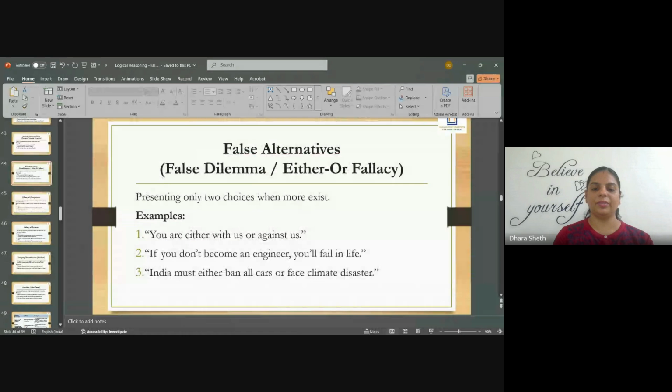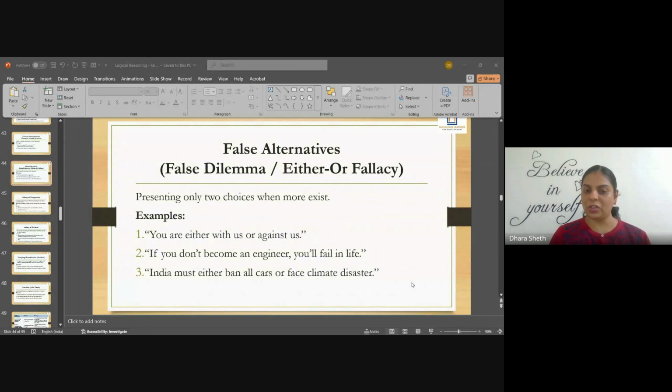False alternatives. Here the person is given only two options, saying that it is either this or that. There is no third option, which is actually wrong. There are other options possible. So this is a false dilemma, false alternatives, or either-or fallacy. Three names. Okay.